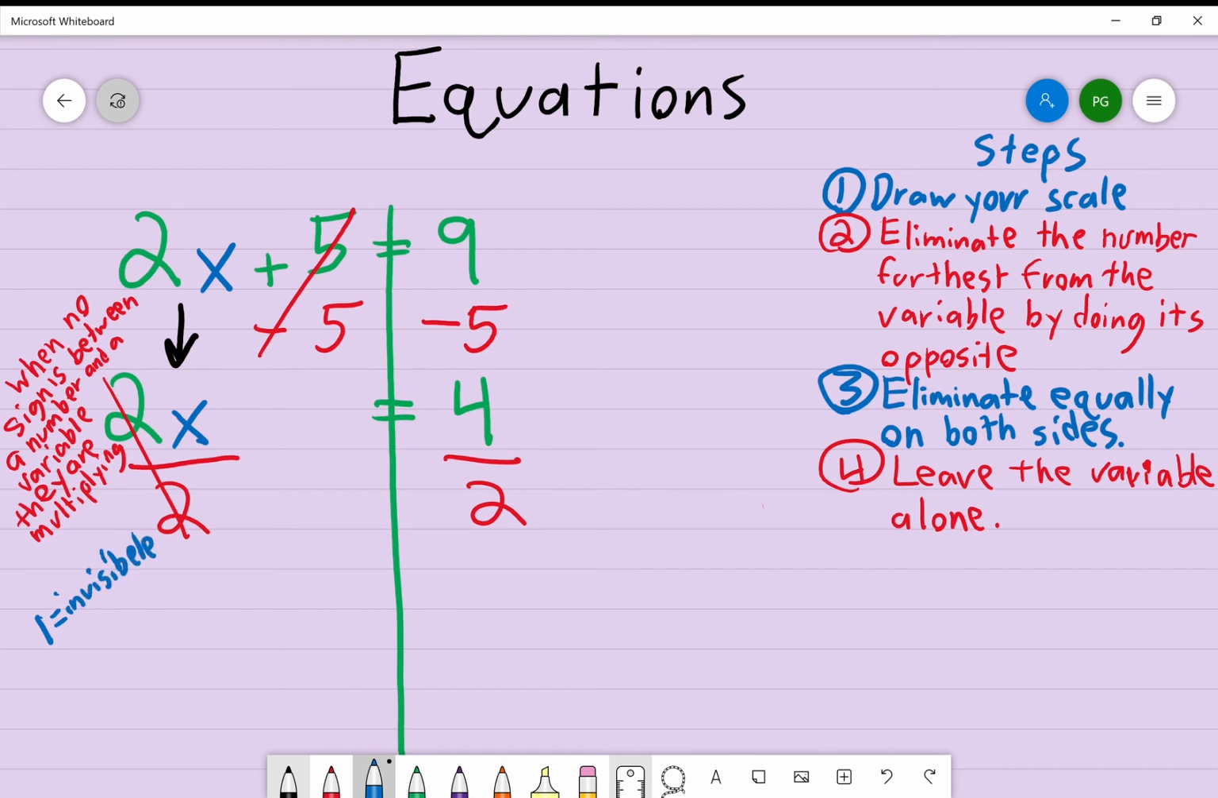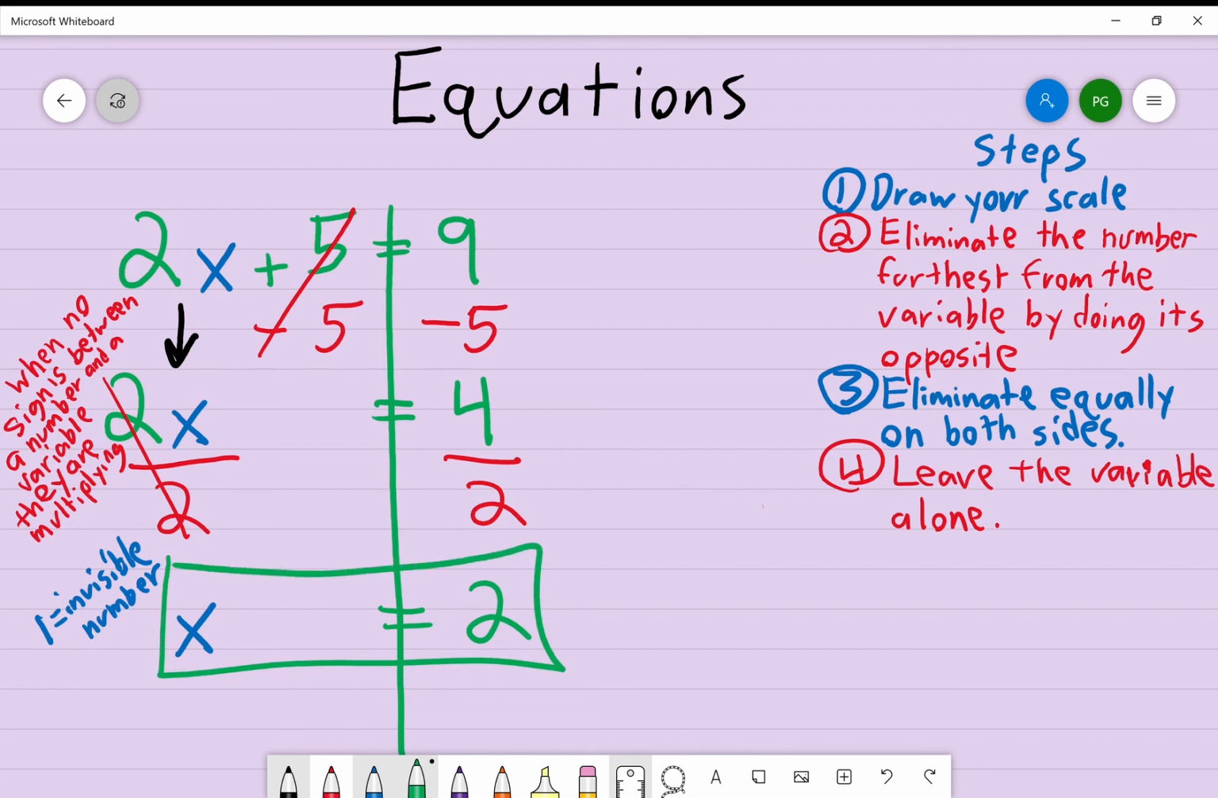And since it's invisible, I can't spell. Since it's invisible, I don't have to write it down. So 2 divided by 2 is 1. Okay, it's invisible. I write my x, I bring that down. I bring down the equal sign, and 4 divided by 2, well, that gives me 2. Boom. That's my answer right there.